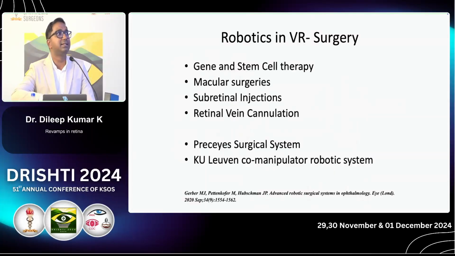And the last is robotics in retinal surgery. With the advent of subretinal injection and gene therapy, precision and elimination of hand tremors have become imperative. So robotics is used very commonly in procedures like macular surgery, subretinal injection, and retinal vein cannulation. In the surgical space, two systems are available now, that is the PRECISE surgical system and the KU Leuven manipulator system.